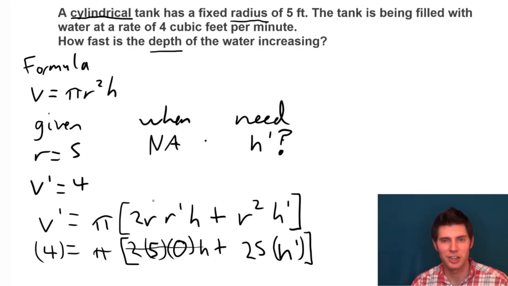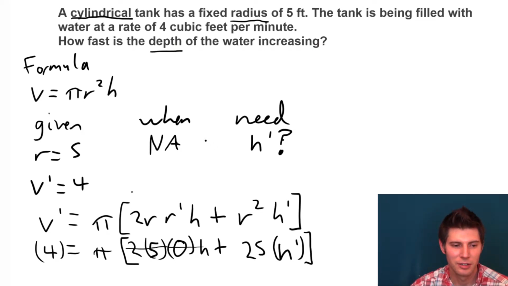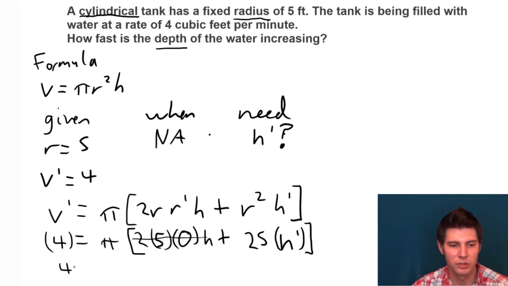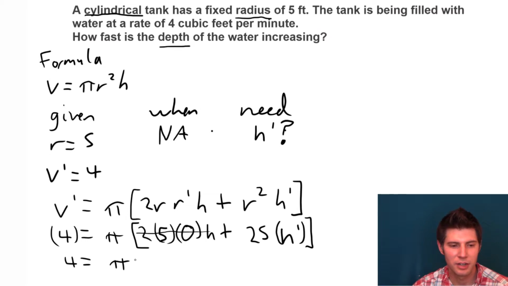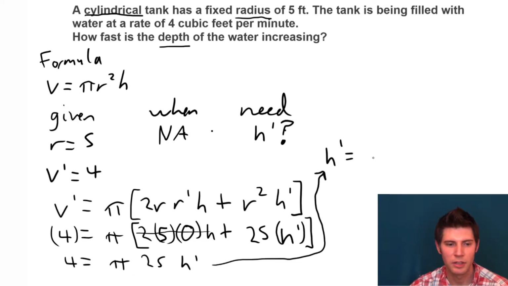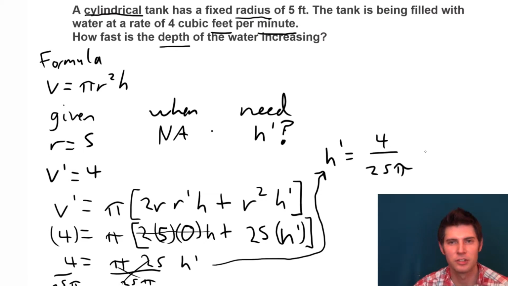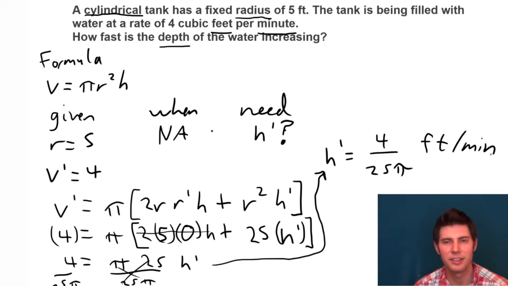The radius does not change. So we end up with 4 equals pi times 25 h prime, because this first term went away. Now divide both sides by 25 pi, and we get h prime equal to 4 over 25 pi. Don't forget the label. So this is going to be feet and minutes. And the height is not feet squared or feet cubed, it's just feet.